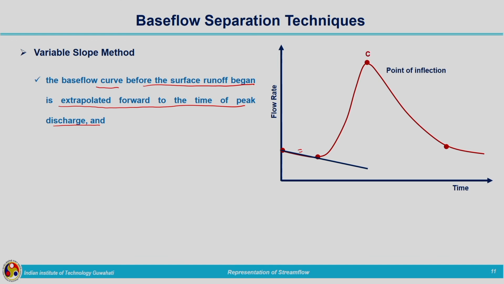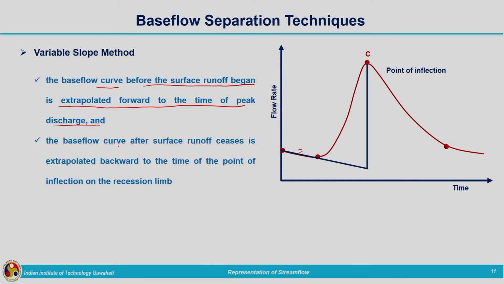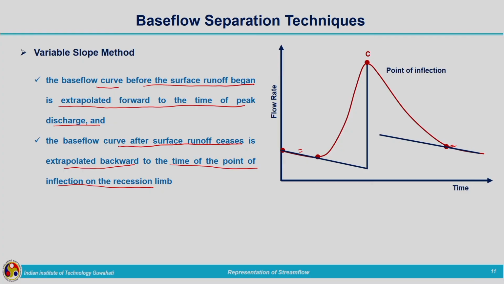It is joined with the line from the peak, and then the base flow curve after surface runoff has ceased is extrapolated backward to the time of the point of inflection on the recession limb. Here is the point where the base contribution from runoff stops. From that point we will interpolate, and from there only the base flow contribution will be shown. After that, the base flow contribution after the recession limb will be extrapolated backwards this way.